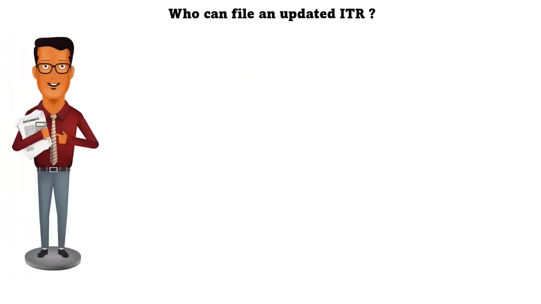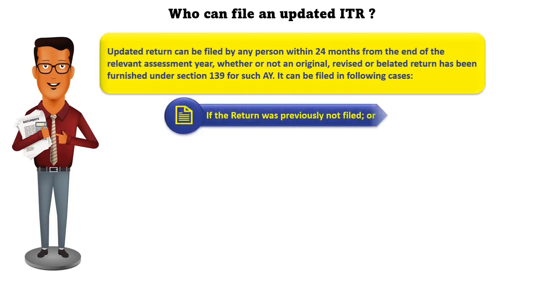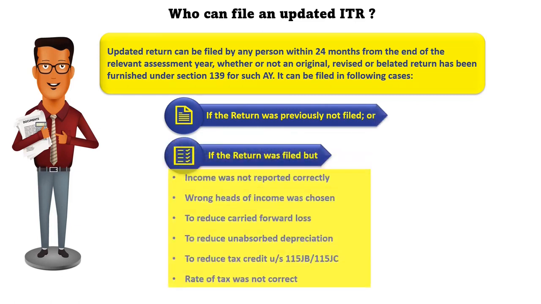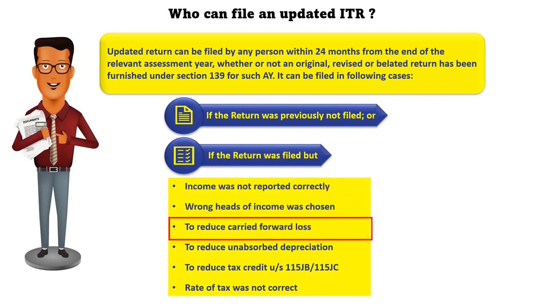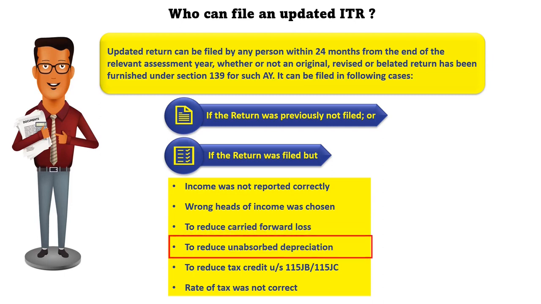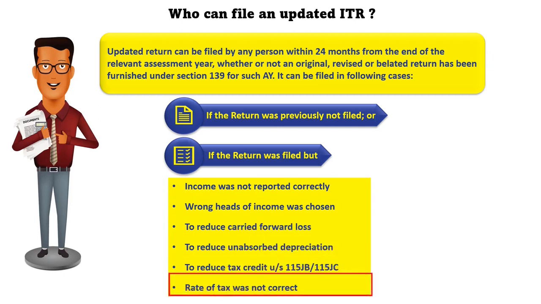Updated ITR can be filed by any person whether or not an original, revised or belated return has been furnished under Section 139 for such assessment year. It can be filed firstly if the return was previously not filed. However, if the return was filed but the income was not reported correctly or any wrong head of income was chosen, or in order to reduce carry forward losses or unabsorbed depreciation or tax credit under Section 115JB or 115JC, you may file an updated ITR.